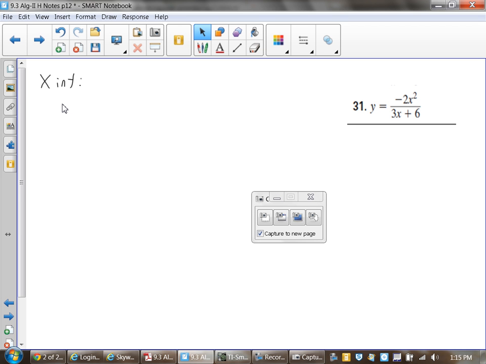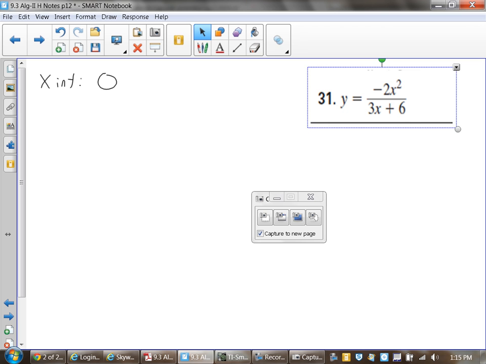X-intercepts. Where will your x-intercepts be located in this one? 0. Very good. Set the numerator to 0. What's x equal to then? If I set the numerator equal to 0, 2x squared equals 0, what makes it 0? 0. Set the denominator equal to 0, what do you get for your vertical asymptotes?